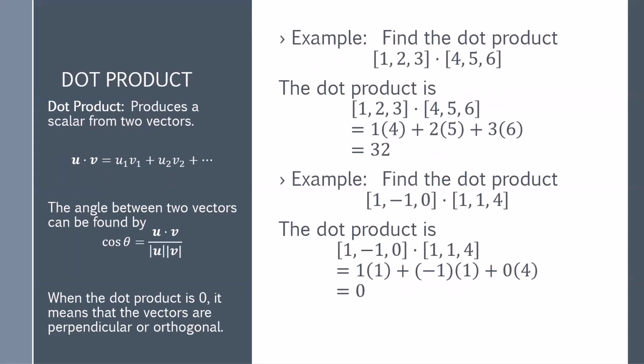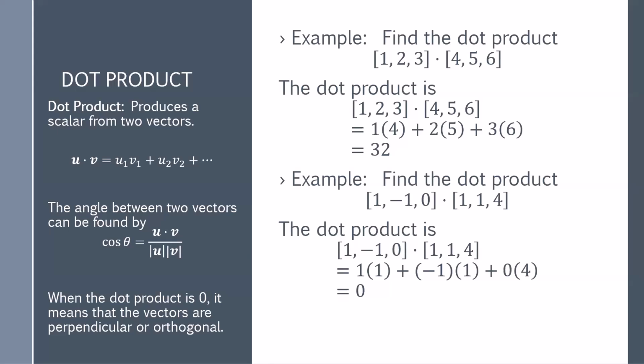Another thing we commonly do with vectors is take what's called a dot product. The dot product, u dot v, we take the first components, multiply them, take the second components, multiply them, etc., and then we add all of those things up. The dot product of 1, 2, 3 with 4, 5, 6 is 1 times 4, 2 times 5, 3 times 6, all added together to 32.